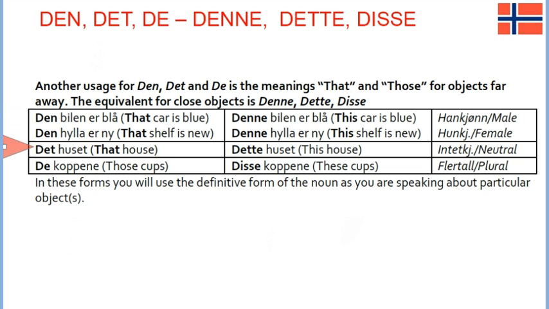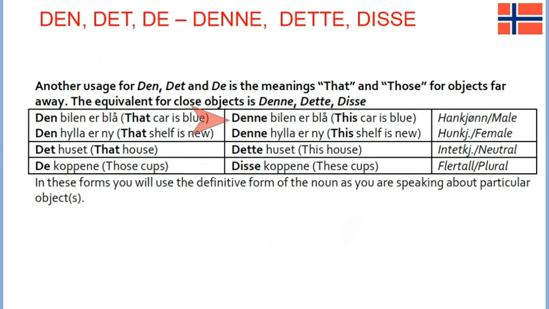Same, det huset, that house. Huset is a neutral noun, therefore to express that you use det. And finally, de koppene, those cups. It's plural. Now, the equivalent of den, det, de, in this context, where we are referring to this and these, is denne, dette, disse. So let's go through the same.